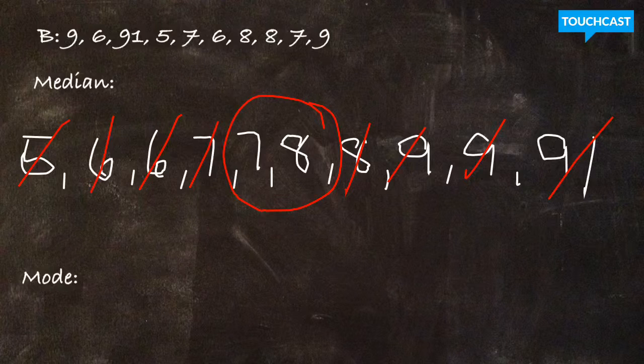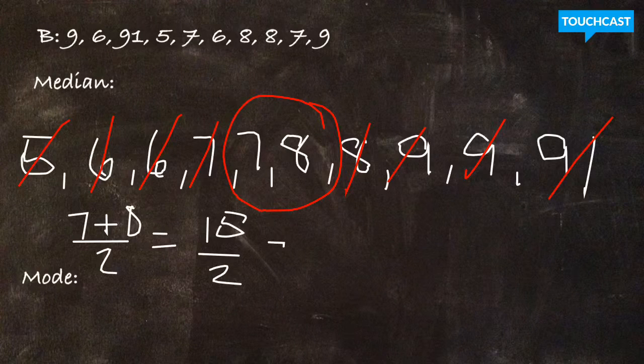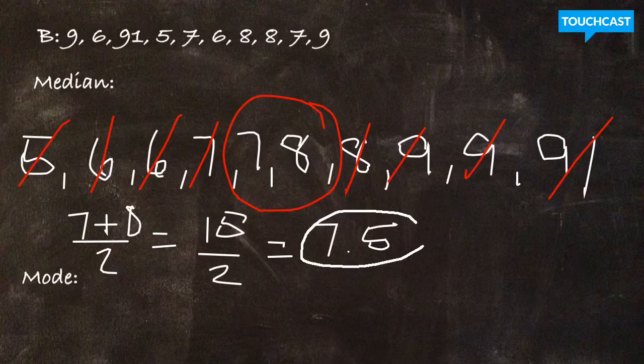So we have to find the average of those 2 numbers, which means we go 7 plus 8 and divide that by 2. That's 15 divided by 2, which is 7.5. So our median of this data set is 7.5.